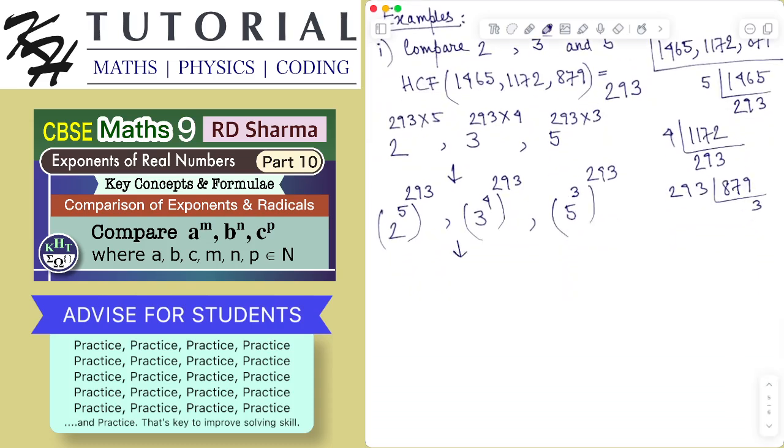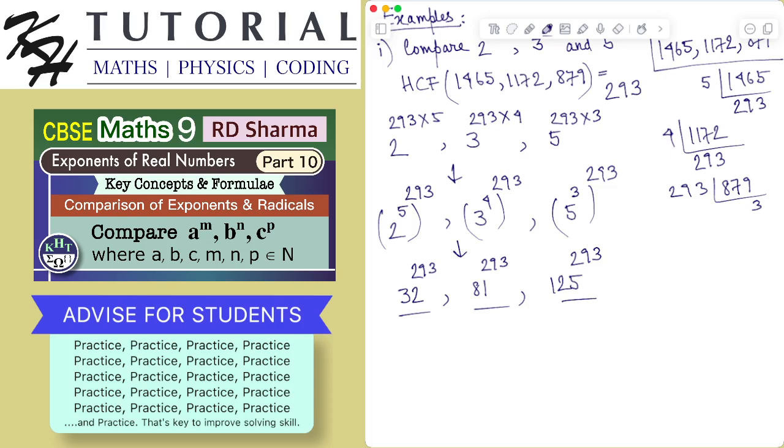If we simplify the bases, we have 2 to the power 5 is 32. So 32 to the power 293, 3 to the power 4 is 81, 81 to the power 293, and 5 cube is 125, 125 to the power 293. So clearly, now we have to compare these three exponential terms. All the powers are the same, that is 293.